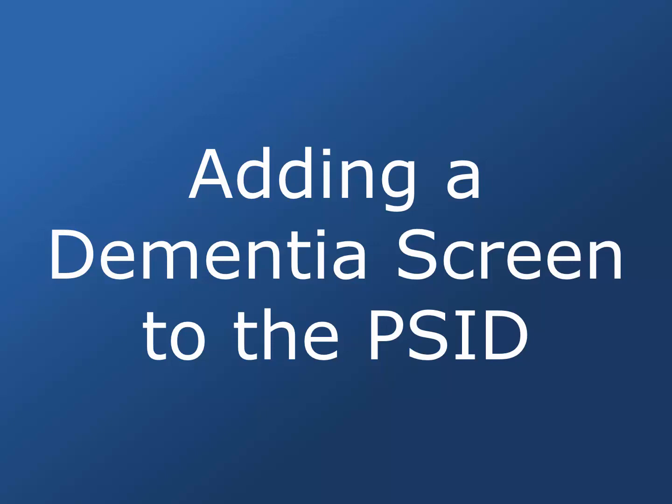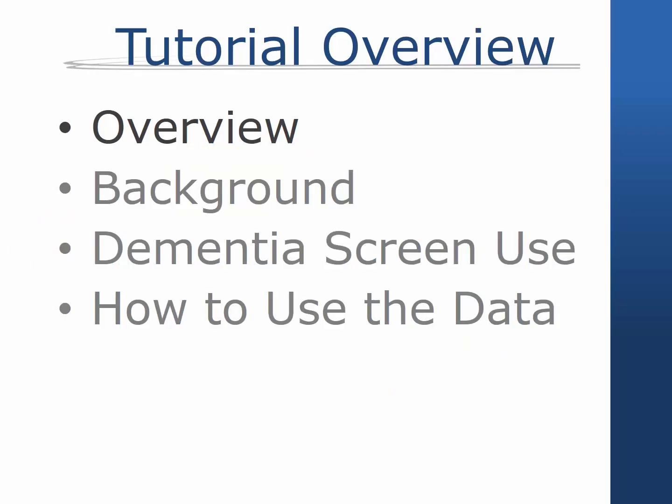To begin, let's go over what you can expect to learn. We'll begin with an overview of measuring dementia in the PSID, followed by an explanation of the measure, 8-item interview to differentiate aging and dementia, or AD8. We will continue with an explanation of how this measure has been used over time, and close with some guidelines and resources for how to use the AD8 data.